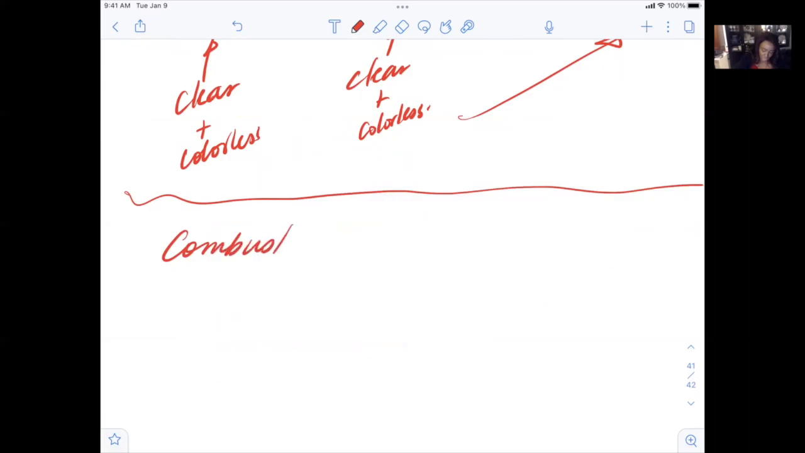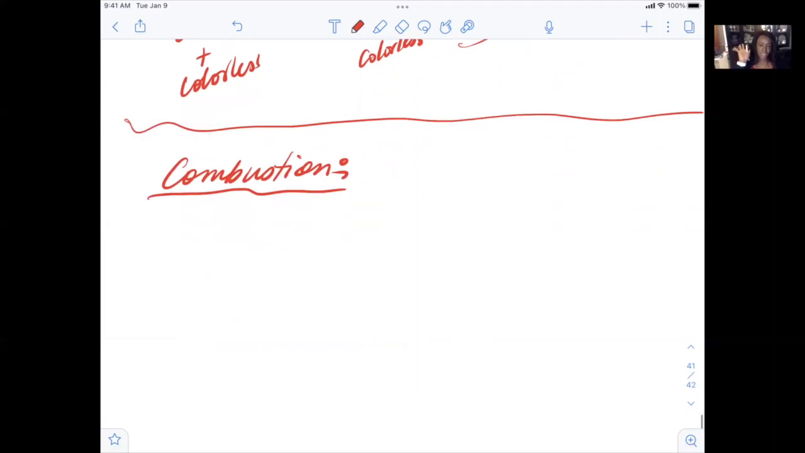Now, I have a little handout here that I'm going to go over real quick, and then we'll wrap up the chapter. Combustion. How can we tell a combustion reaction? This is the format I have, C plus E to give you C plus C. Not always that simple, but most of the time, okay?